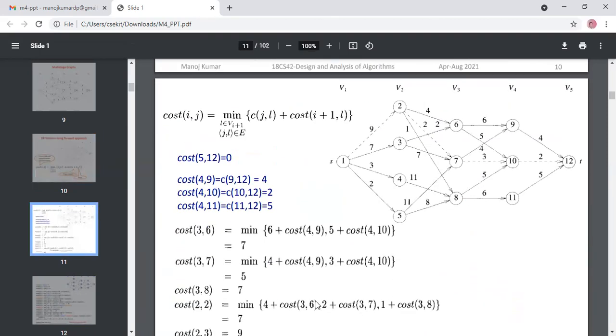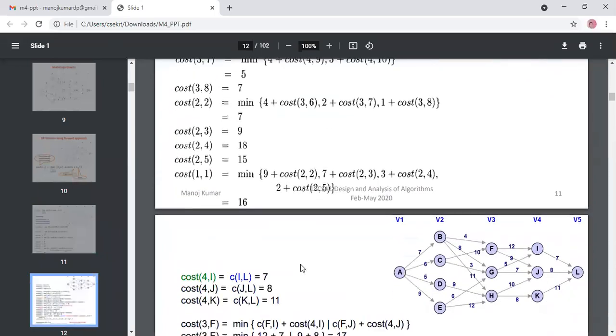So we have taken the costs from 3 to 6, 3 to 7, and 3 to 8. So from 3 to 8, how are you going to calculate? Everything has been given here, and you can go through that.